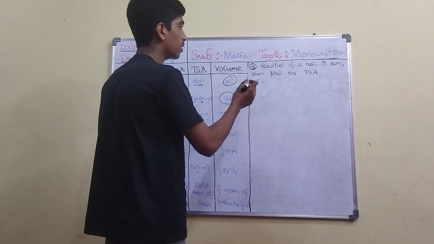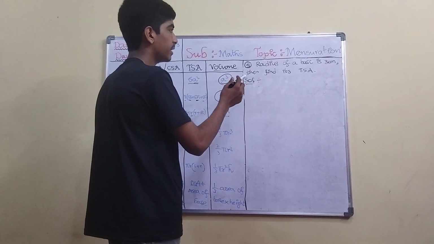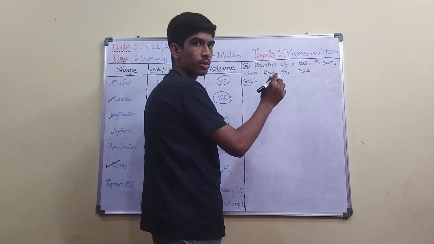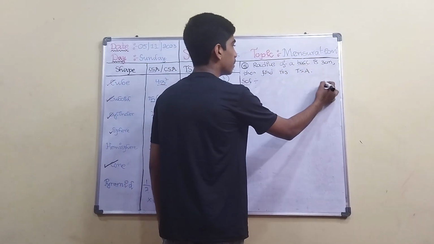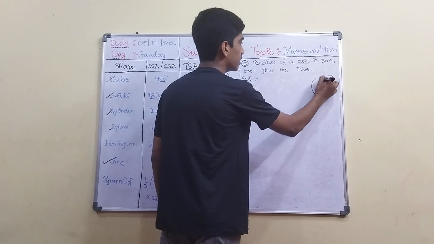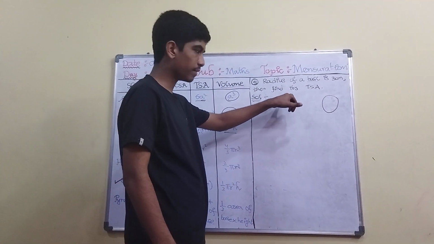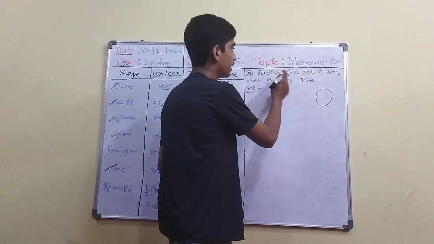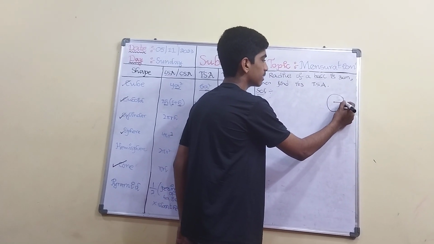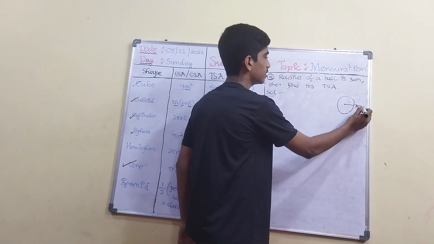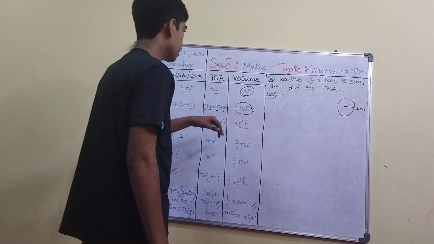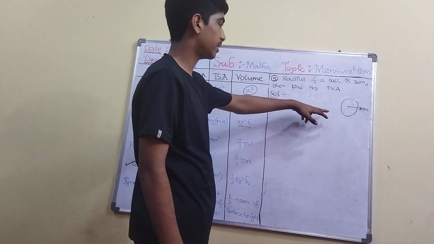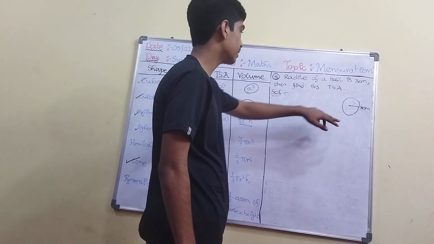The radius of a ball is 3 centimeters. Then find its TSA. What is TSA? Total surface area. What is a ball? A ball is in the shape of a sphere. So the given question is taken from the sphere. What is the radius given? 3 centimeters. Only one value is given, because we should take TSA, as the visible area is appearing.